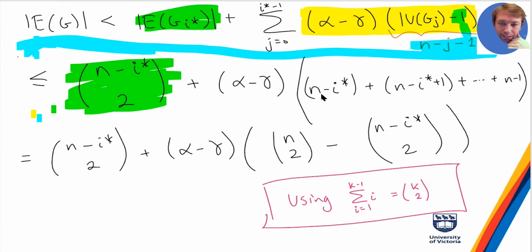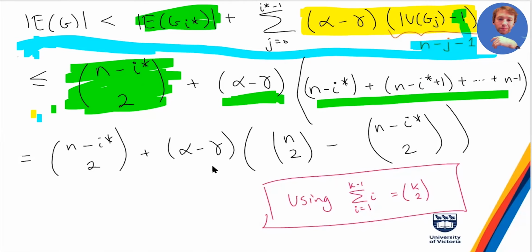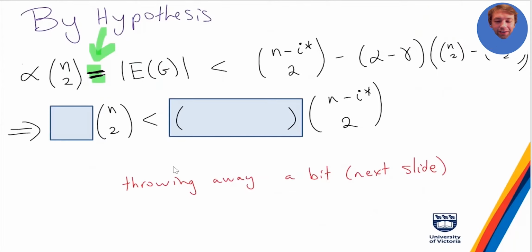And this thing is just a sum of consecutive numbers, right? So I've got the alpha minus gamma here. And then I've got a sum of consecutive numbers going from n minus I star up to n minus 1. You'll probably remember that if you add up from 1 up to n, that's n times n plus 1 over 2. That's a Math 222 thing, I think. So you could just write this as n choose 2 minus n choose I star. Maybe I'll just finish this off in the next lecture.